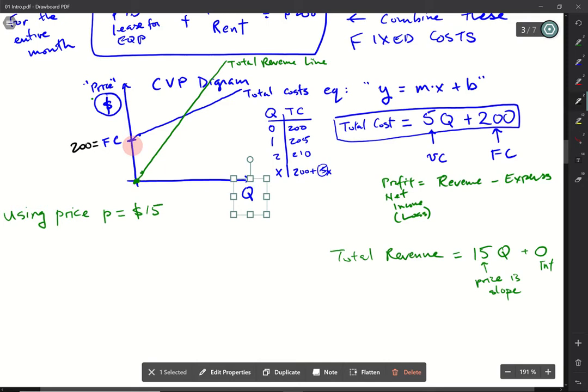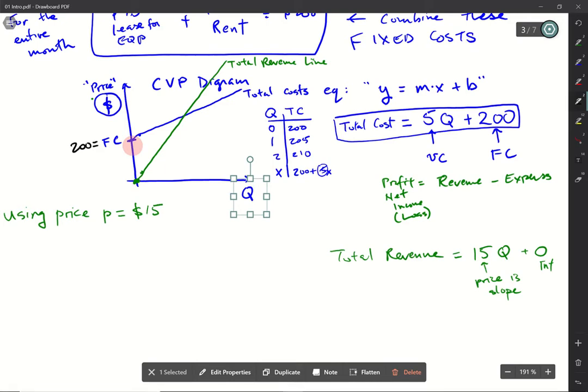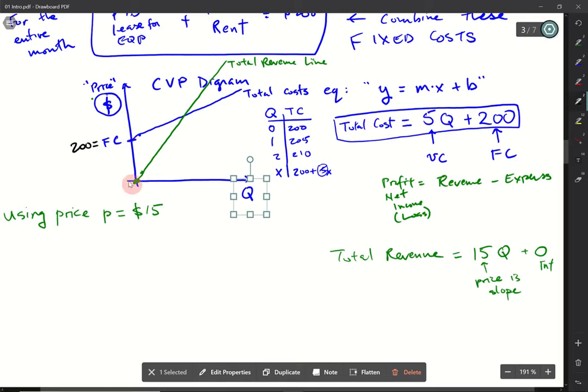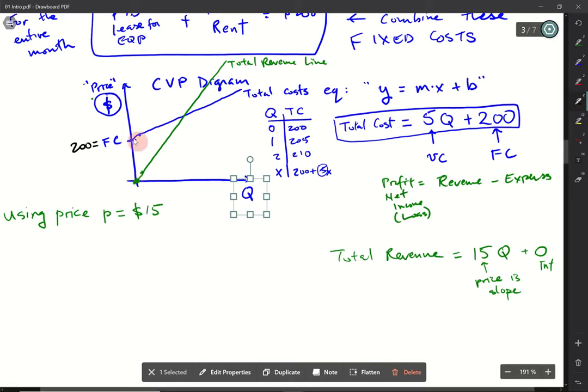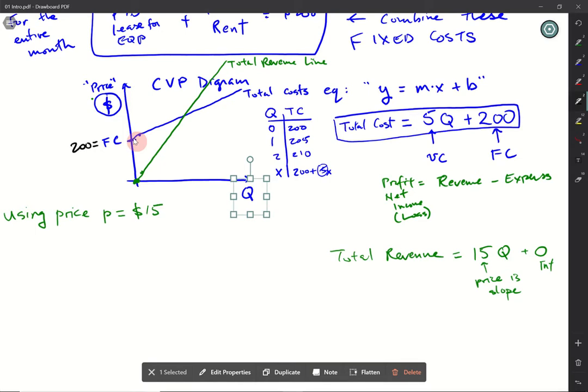Okay, so if you have 0 sales, you still have to make those fixed cost payments, the rent and the lease payments of 200 total. So if you have 0 revenue, you're going to have to make this payment of $200. So what's your overall business performance? It's a loss.